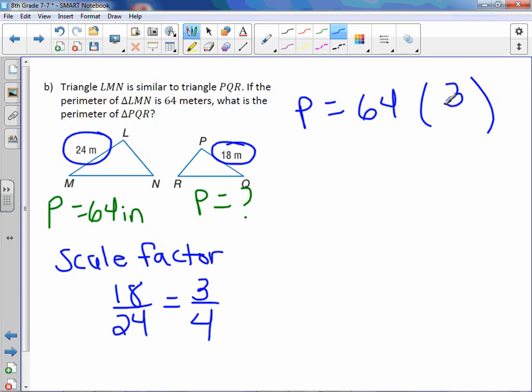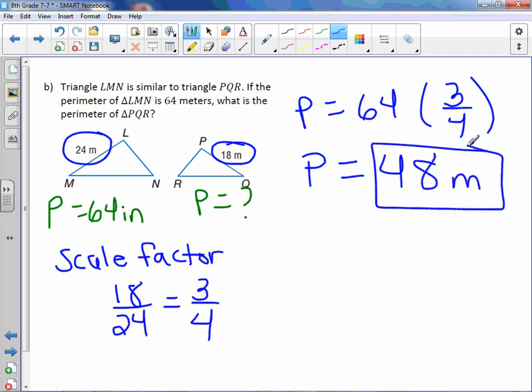Now, if you didn't reduce it, you would still get the same answer. But keep in mind that the scale factor should be reduced. So if you were to name the scale factor, you'd have to reduce it. However, when you're finding the perimeter, you could use either one and you'll get the same answer. So our perimeter here is 48 when we multiply those, and it's in meters.